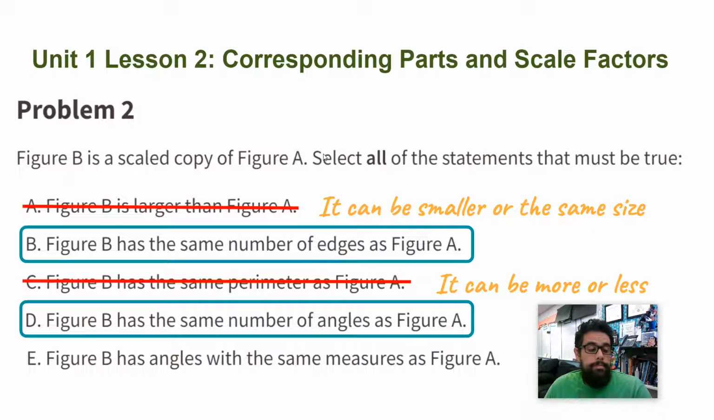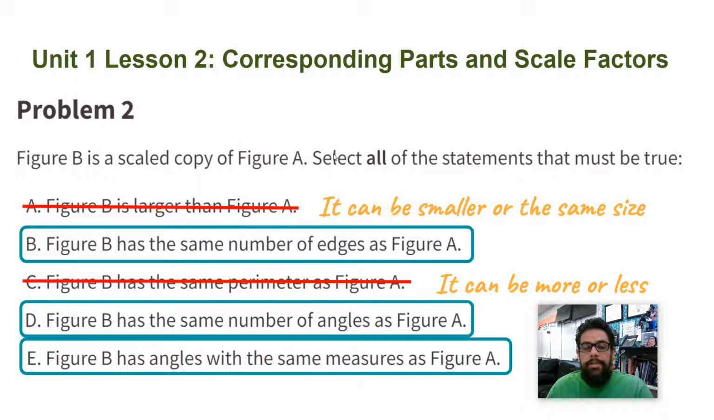And part E, Figure B has angles with the same measures as Figure A. This one is true. Remember what we saw in the lesson, that when you do a scaled copy, angles don't change. They stay the same. Things around the angles will change. The side lengths change, but not the angles themselves.